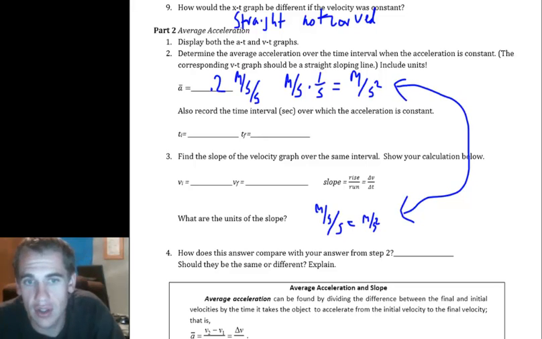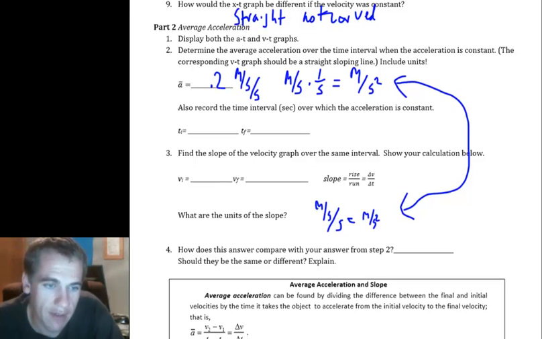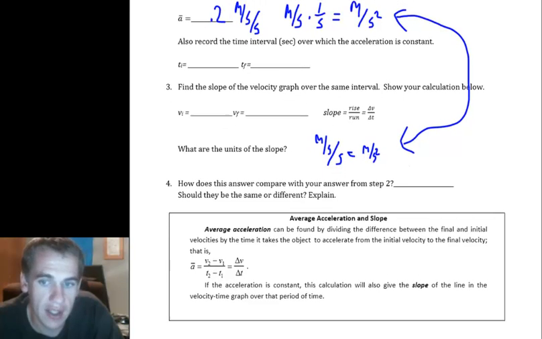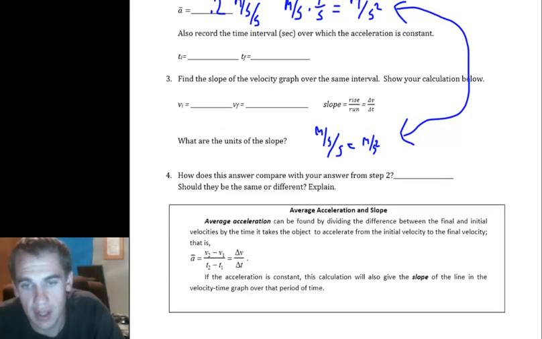Okay, and it's just like on a position time graph. The slope of a position time graph is velocity. Well, the slope of a velocity time graph is acceleration. And that's what this little box down here says. Okay, it says average acceleration can be found by dividing the difference in the velocities by the time interval it takes the velocity to change. So average acceleration is the slope of a velocity time graph.